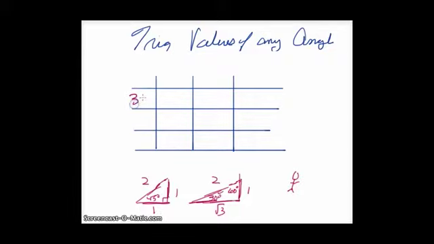So we're going to do the 30 degrees, the 45 degrees, and the 60 degrees. I want to know what sine of that theta is. I want to know what cosine of that theta is. I want to know what tangent of that theta is. This will probably help you out.